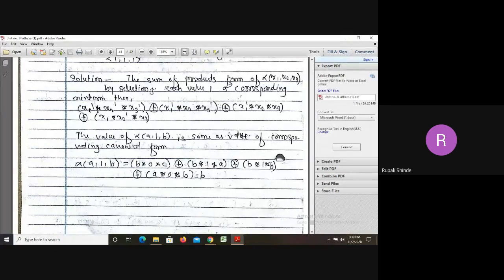Okay. So likewise, we have to find the values for the remaining minterms. So next one is XOR.